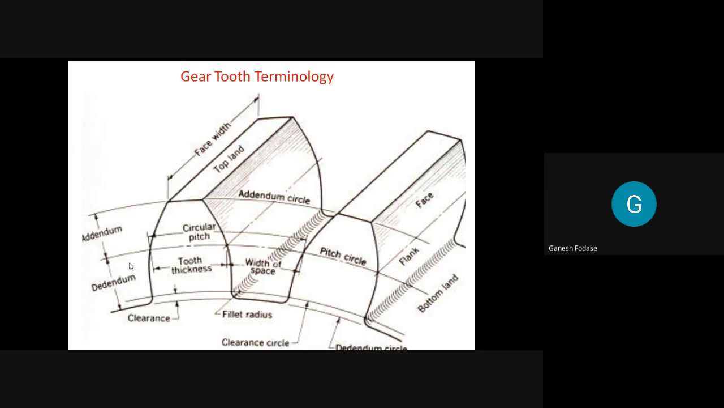So if I consider this point on this pitch circle, and the corresponding point, corresponding means a similar point on the adjacent tooth. I hope you understand the meaning of adjacent. If I measure the distance between these two points along the pitch circle, then the distance is called circular pitch. So circular pitch is the distance between corresponding points on adjacent teeth measured along the pitch circle.